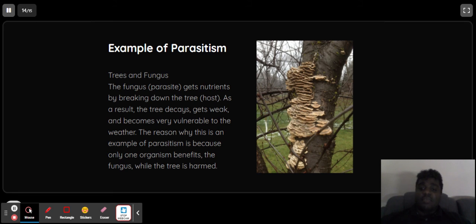And another example of this would be fungi that sit on trees. So the fungus gets nutrients by breaking down the tree's bark, which kind of kills the tree over time, starts to make the exterior of the tree decay. The reason why this is parasitism is because it is a long term relationship that will last a long time. Obviously, the fungus is getting a benefit, and the tree is being harmed by the relationship.